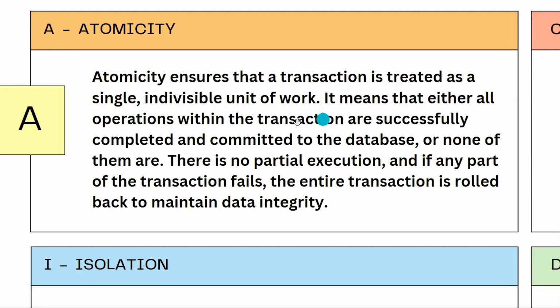For example, if the transaction is successfully completed, then it will be committed to the database. Well and good. And there is no partial execution. Why I am saying there is no partial execution is, if for suppose any part of the transaction fails, then the entire transaction is failed. Then the transaction is rolled back to the normal state to maintain its data integrity.